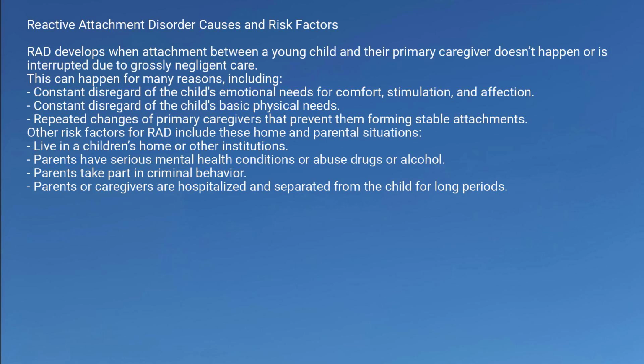Reactive attachment disorder causes and risk factors. RAD develops when attachment between a young child and their primary caregiver doesn't happen or is interrupted due to grossly negligent care. This can happen for many reasons, including constant disregard of the child's emotional needs for comfort, stimulation, and affection. Constant disregard of the child's basic physical needs. Repeated changes of primary caregivers that prevent them from forming stable attachments.